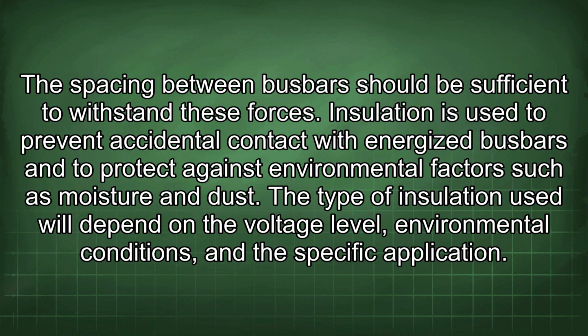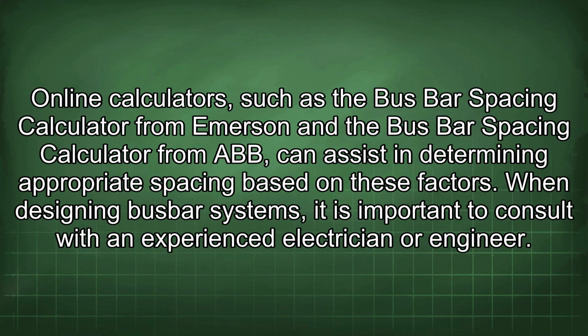Insulation is used to prevent accidental contact with energized busbars and to protect against environmental factors such as moisture and dust. The type of insulation used will depend on the voltage level, environmental conditions, and the specific application. Online calculators, such as the busbar spacing calculator from Emerson and the busbar spacing calculator from ABB, can assist in determining appropriate spacing based on these factors.